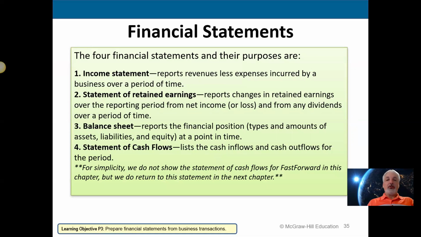And then we have our financial statements. You've seen this before. Income statement, statement of retained earnings, balance sheet, cash flow. The only thing we're not preparing from these statements is the cash flow statement. And that gets a discussion all of its own. But it's a pretty important statement.